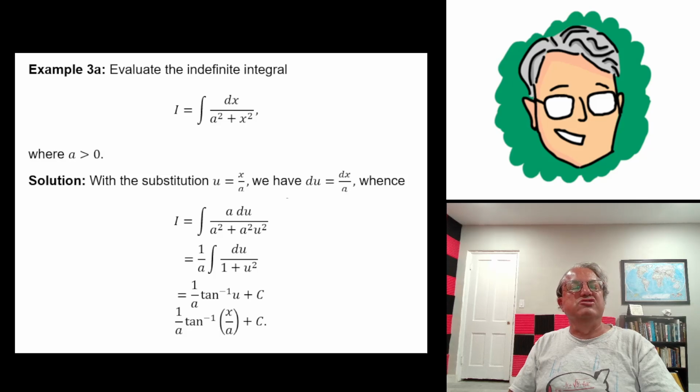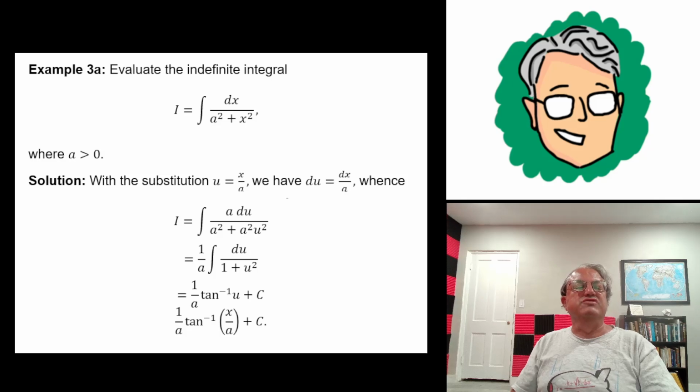We can make the substitution u equals x over a. Why do we want to do that? Because then we have x equals au, and the whole denominator has a factor of a squared we can pull out. So that's what we're doing. We're letting u equal x over a, and then du is just dx over a. That means x equals au and dx is a du.